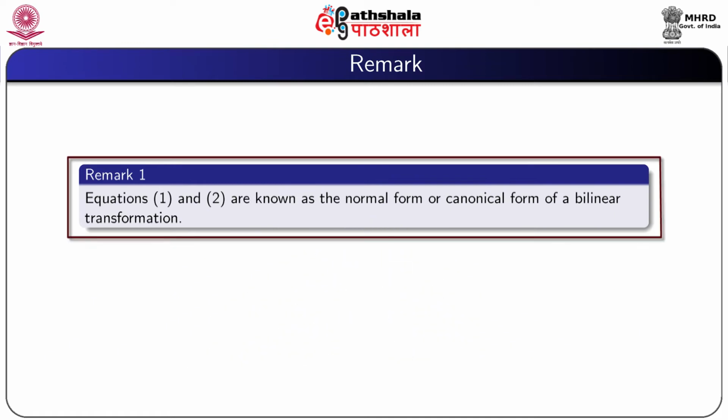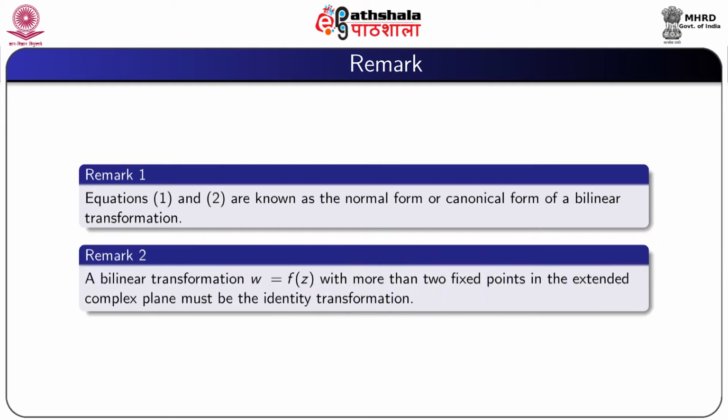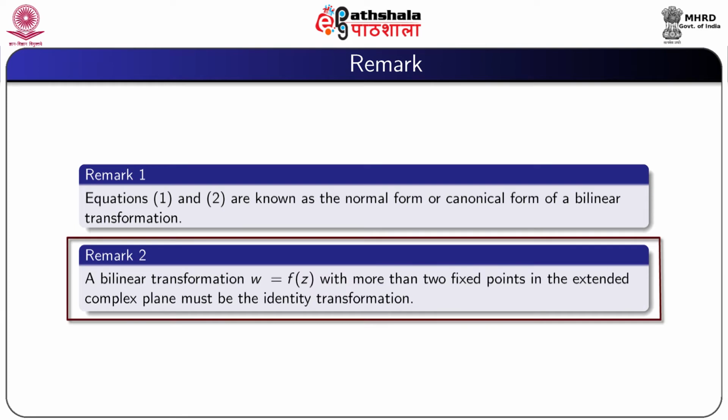Remark: equations 1 and 2 are known as the normal form or canonical form of a bilinear transformation. A bilinear transformation w = f(z) with more than two fixed points in the extended complex plane must be the identity transformation.